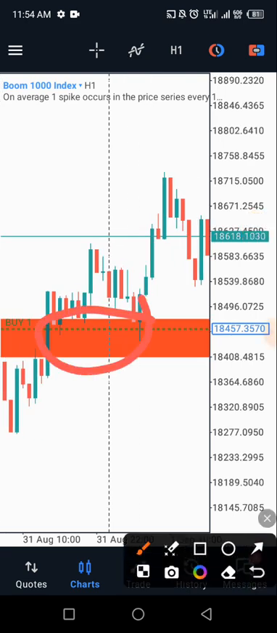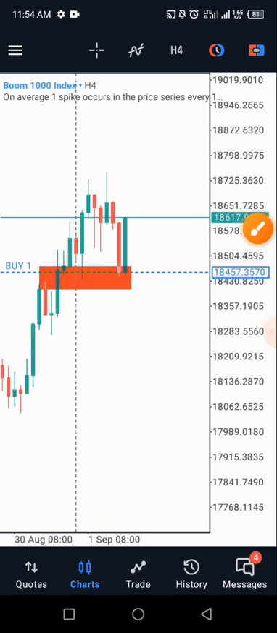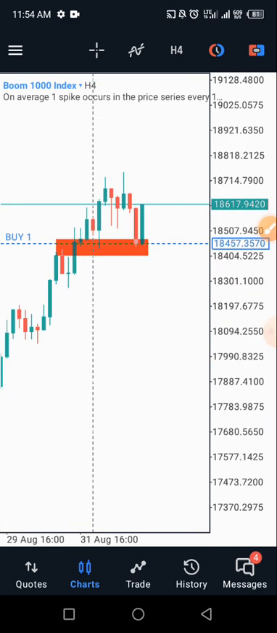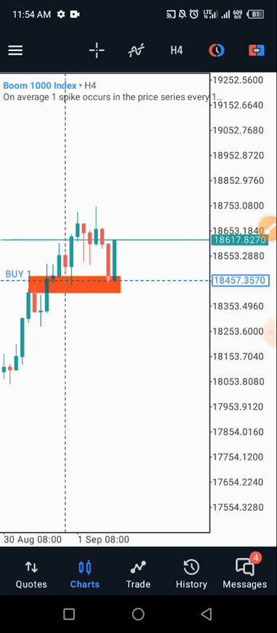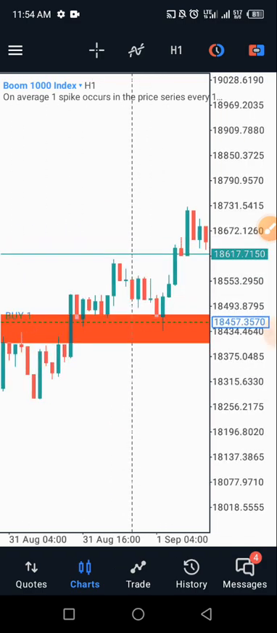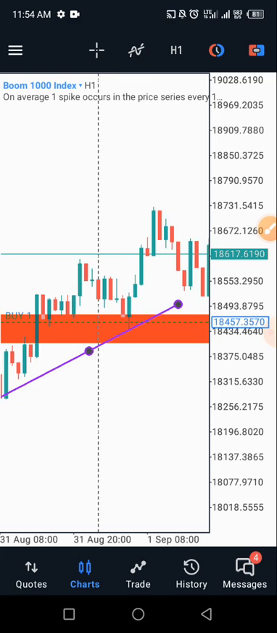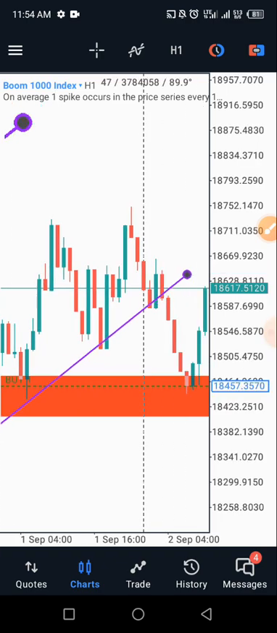After identifying the support and resistance level, now what we want to do is to determine the trend line. Remember, the trend line gives us an idea of where the market is going. So on the 1-hour time frame, if we bring out our trend line tool now, we'll be able to draw this trend line correctly.